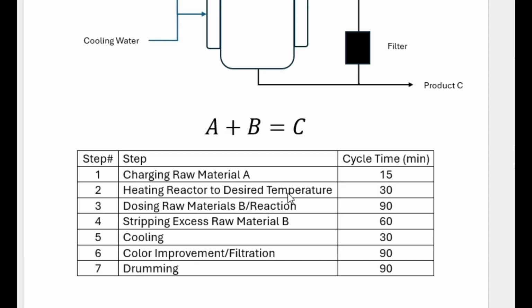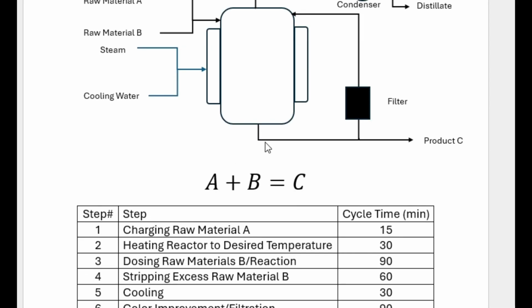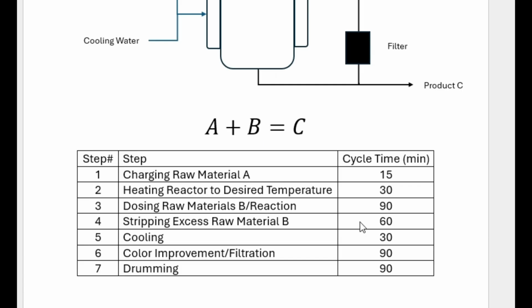And then once that is done, you drum out of the reactor, maybe because the customers want that product in drums, for another 90 minutes. And so the total time is somewhere around 405 minutes, which is 6.75 hours. Say 7 hours, taken for one batch.